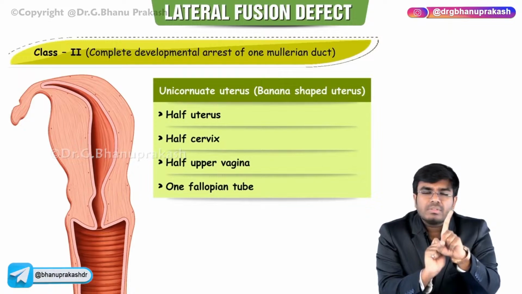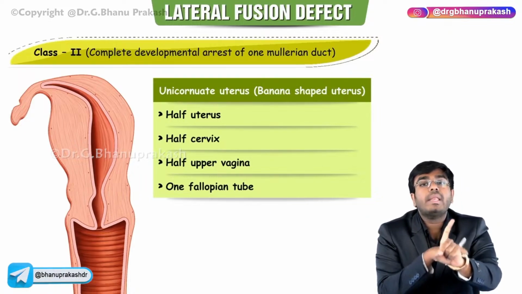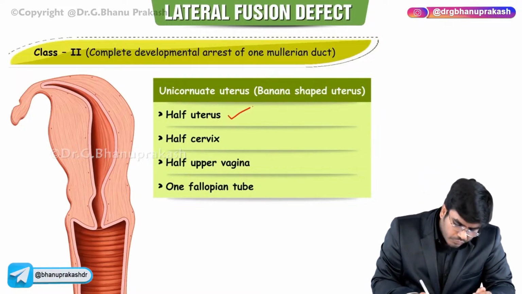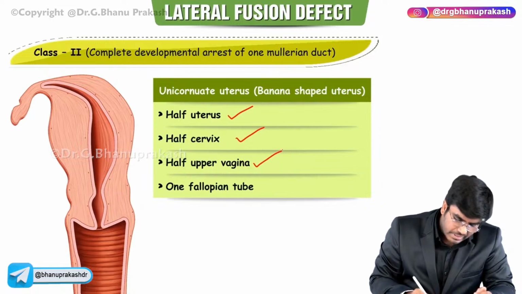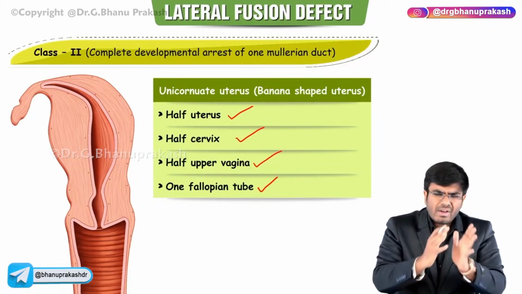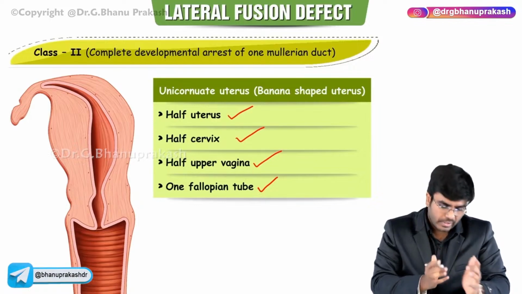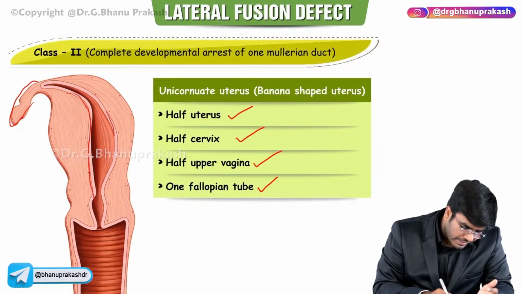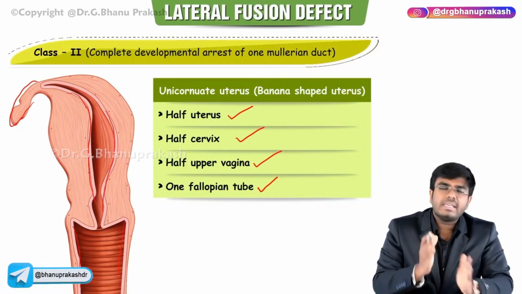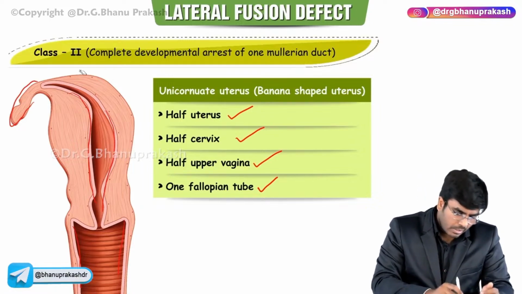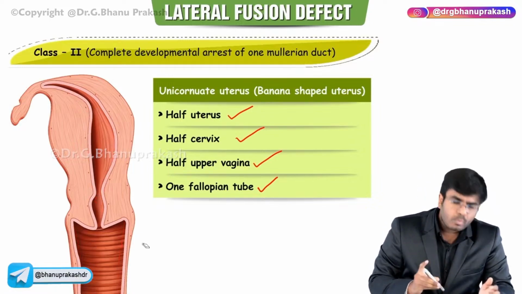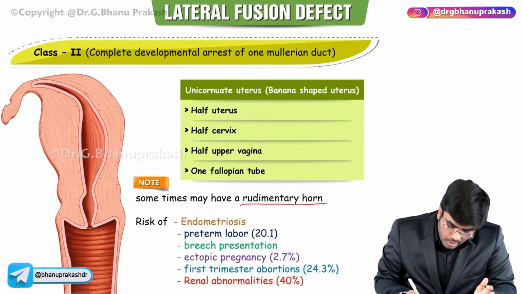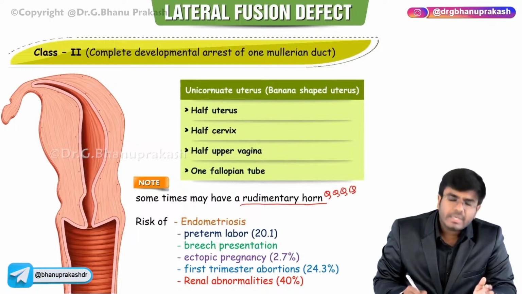So what you will have is 1 Mullerian duct, and that 1 Mullerian duct will develop and form half structures. Something like there will be half uterus, half cervix, half upper vagina, and 1 fallopian tube will be present. Okay, a very much atrophied thing. You can clearly see that there is only 1 fallopian tube and a very narrow uterine cavity and the vagina. Everything is half of the normal. Now guys, I just want to give you some more important points, that sometimes there can be a rudimentary horn. I will show you how that rudimentary horn looks.